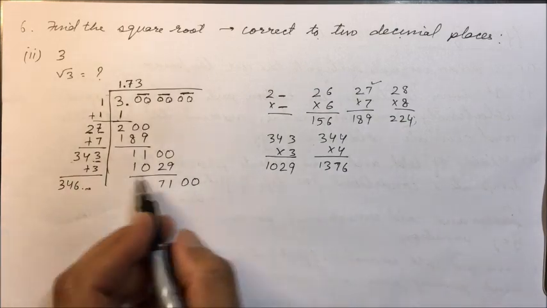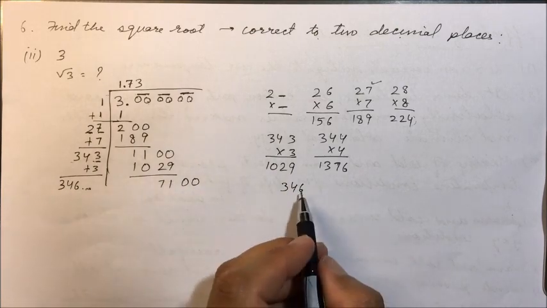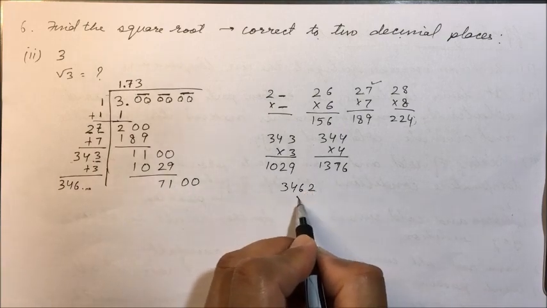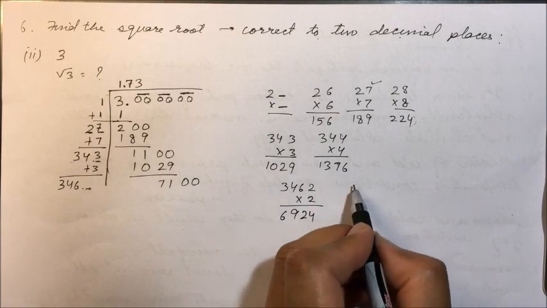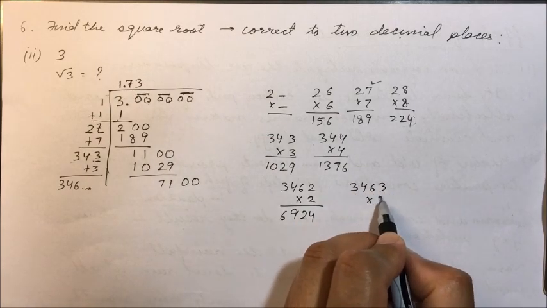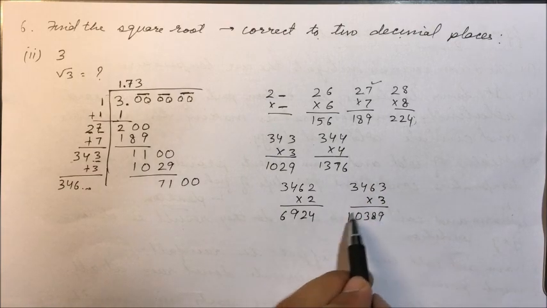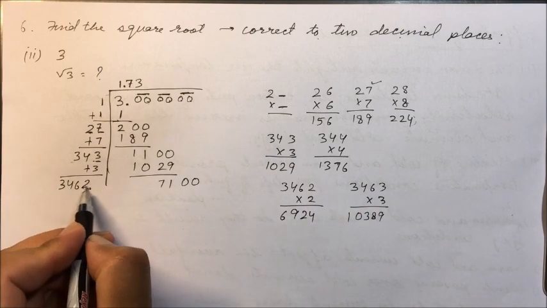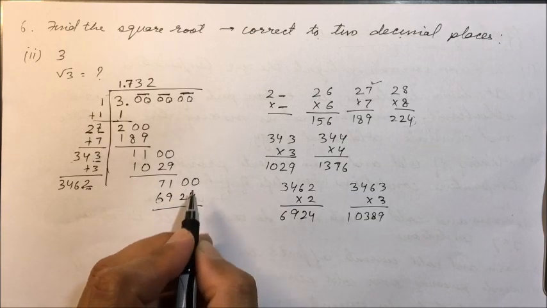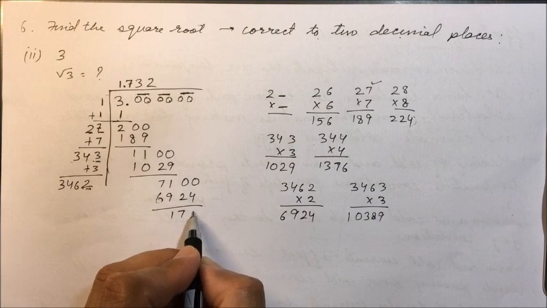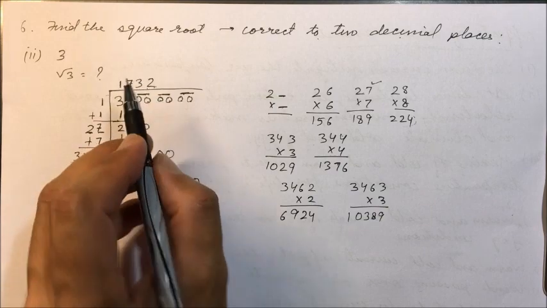So this time I try with 3, 4, 6, 2. 34, 2s are something near about this, 68 near about this. So I go with 2. It comes out to be 6924. Let's check with 3 into 3. It comes out to be 10389. So this exceeds this number. We go with 2. Here I put 2, and 6924. We can stop here, or if we calculate the remainder, it will be 176. Now up to 3 decimal places we have calculated, so we stop here.